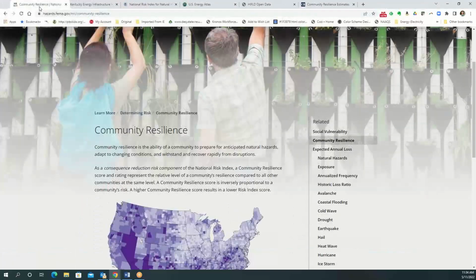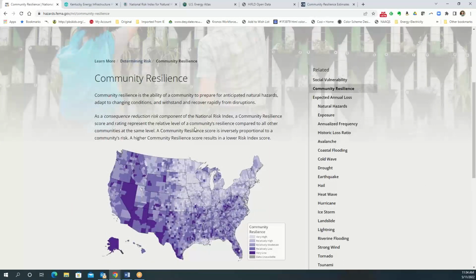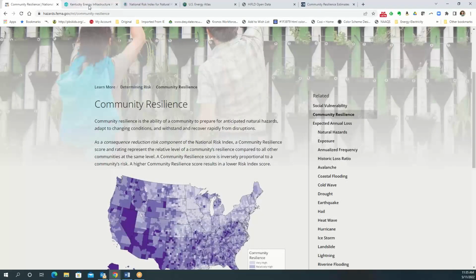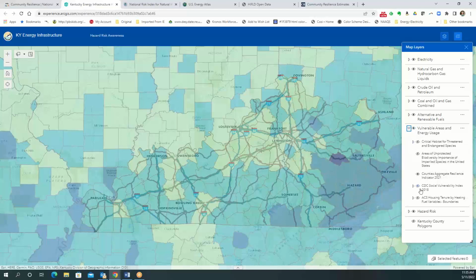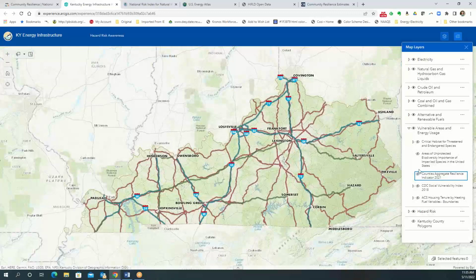If you'd like more information on that, FEMA at this address does an aggregate community resilience indicator. And as I just said, a community resilience score is inversely proportional to a community's risk. So a higher community resilience score results in a lower risk index score. So back to our map of our energy infrastructure. That's helping us look at vulnerable areas and resilience across our state.